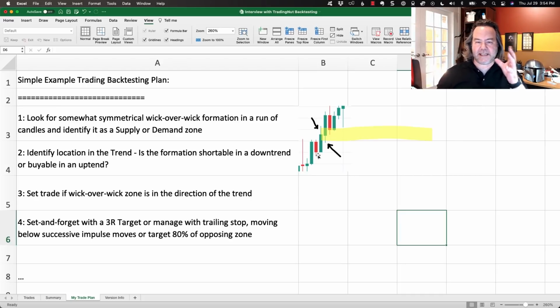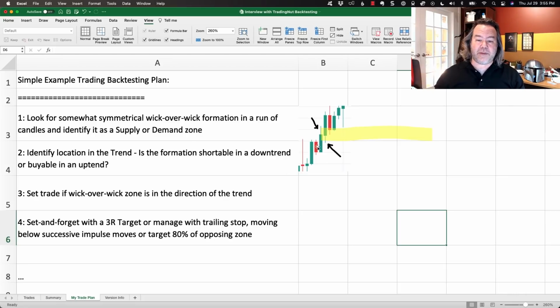All right, so this is the sample trading plan with just 4 simple steps. Step 1 is look for this formation. Look for 2 adjacent candles in a congruent direction that have a wick between them that are about the same size, and identify that as a supply zone or a demand zone, a tradable area, as I've drawn out in this yellow box. Step 2 is locate this trade in the trend.